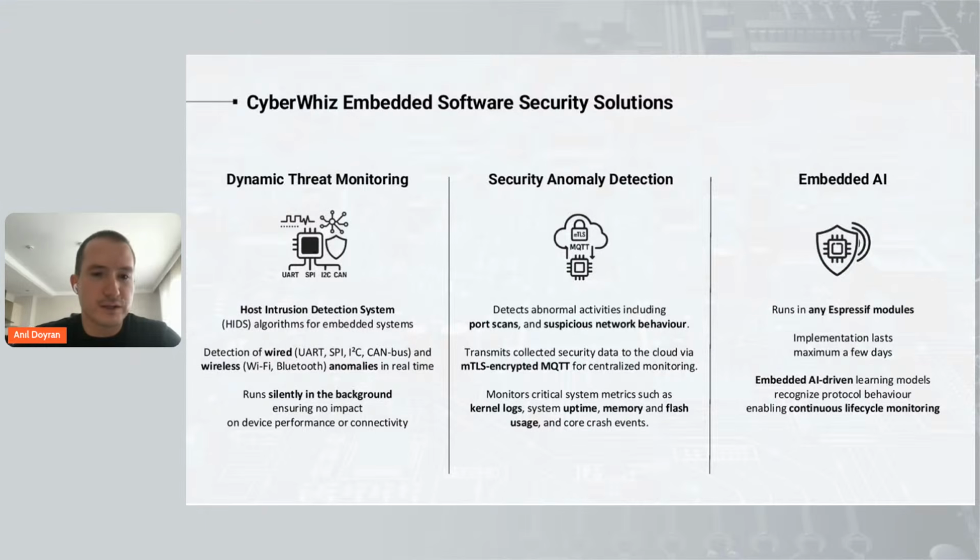For our embedded software solution, we have designed a host intrusion detection system on our products, and it can detect any wired or wireless anomalies in real time. It can run silently in the background without affecting the performance of your device, and it can detect any suspicious network behavior on your product, and send all the related security data to the defense center, where it can be monitored easily. These algorithms are AI-driven, and they will adapt and understand your protocol and find any suspicious activity.